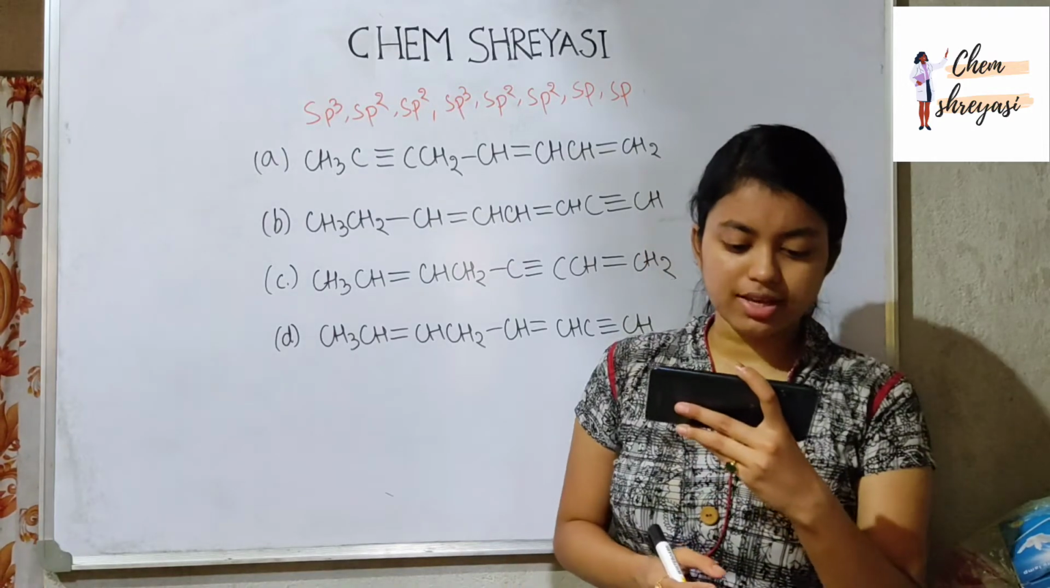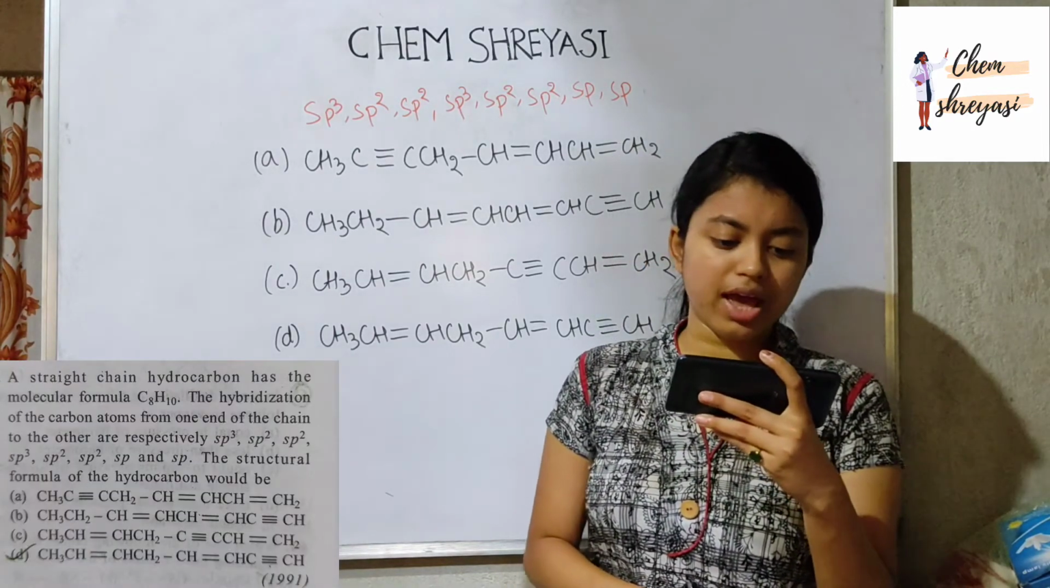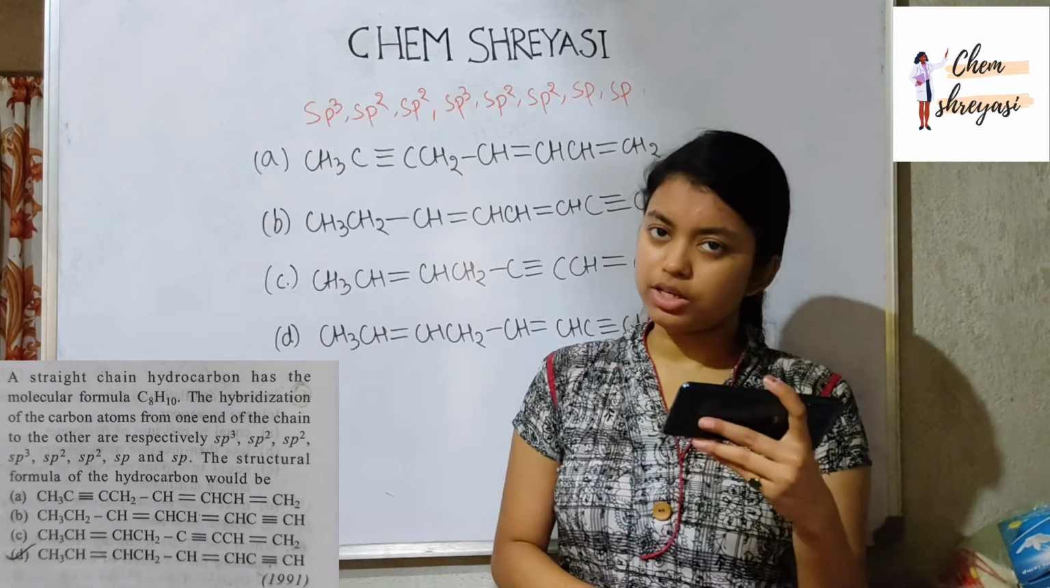So, our next question says that a straight chain hydrocarbon has a molecular formula C8H10.